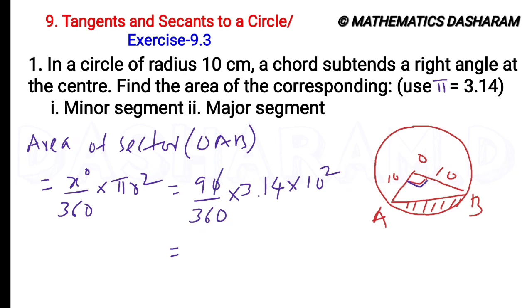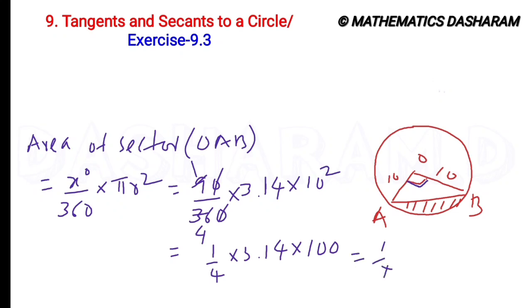So it is equal to, here the zeros cancel, 9 ones are 9, 9 fours are... So 1 by 4 into 3.14 into 10 square, which is 100. So 1 by 4 into 3.14 into 100. Into 100 means the decimal point will move to the right side by 2 digits. It is a shortcut method. So 314. Now 4 ones are 4, 4 sevens are 28, remainder 3, 34, 4 eights are 32, remainder 2, here 0.5, so 78.5 centimeter square is the area of the sector.